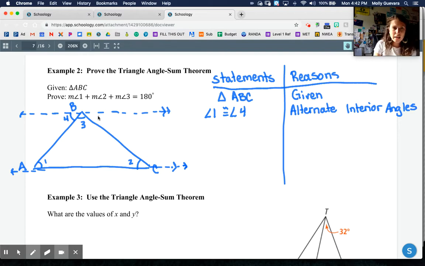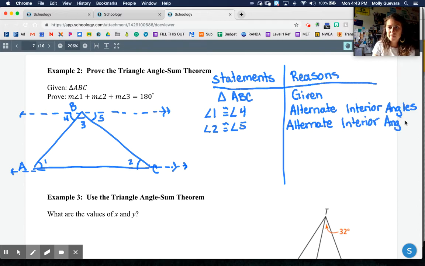Along that same line, if I take this angle and call it 5, I can say that 2 and 5 are congruent. So angle 2 is congruent to angle 5 by the same reasoning. Alternate interior angles, right? 2 and 5 are on opposite sides of the transversal and inside the parallel lines. Okay, so now this is what I see right here.